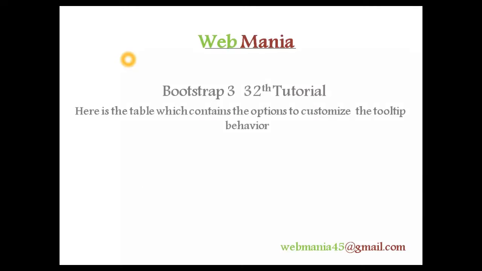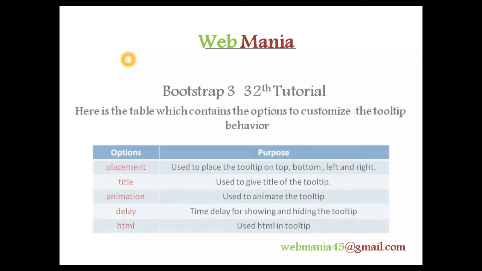So here is the table which contains the options to customize the tooltip behavior. First we use placement, used to place the tooltip on top, bottom, left and right. Also we use title, in the button it is data-title, but in jQuery we use simple title to give the title to the tooltip.